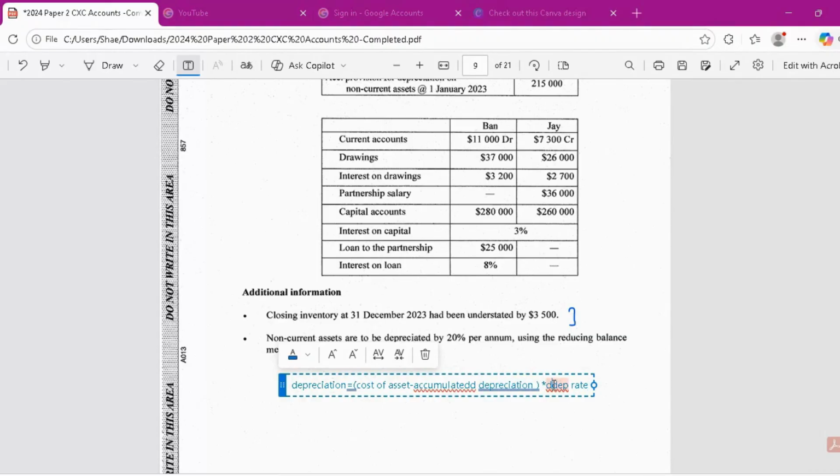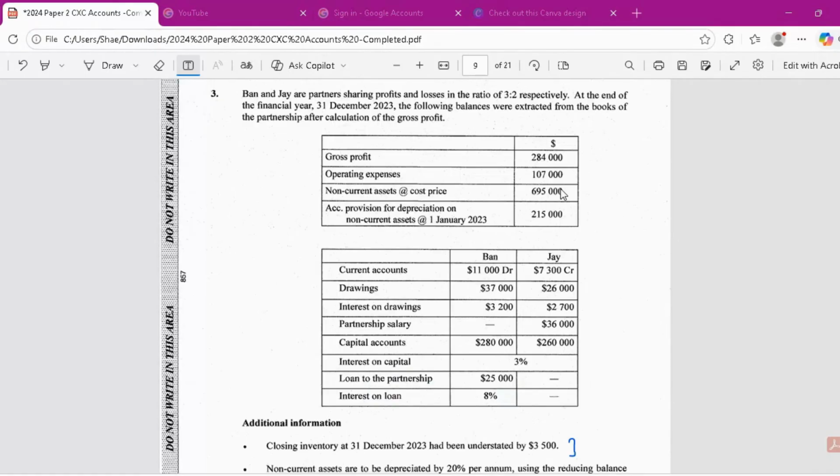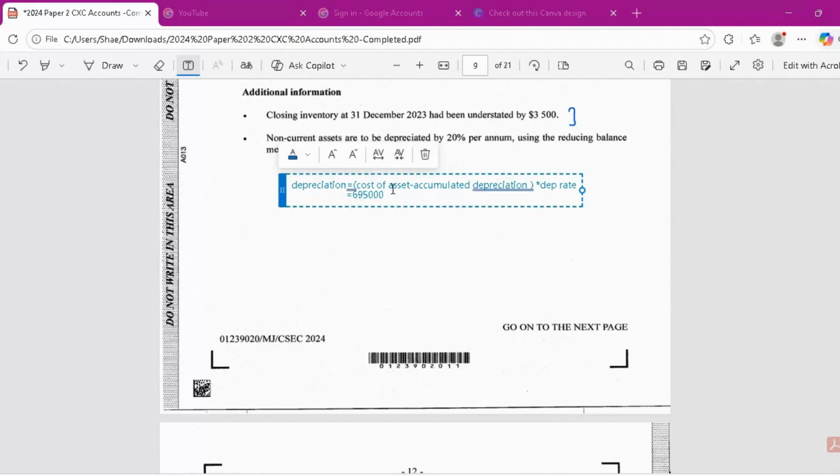Alright, so let's pick up the figures now. So that gives us 695,000. Let's show you where we get the 695,000. We just went through it. 695,000. That's the total cost of the non-current asset. And then we have an accumulated depreciation of 215,000. And then we multiply it by the 20%.